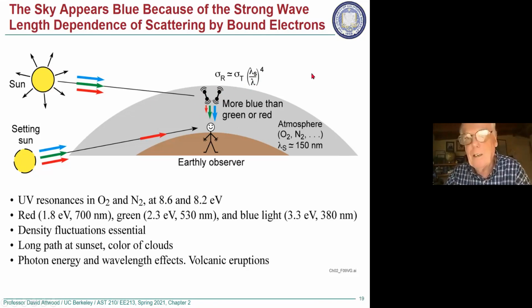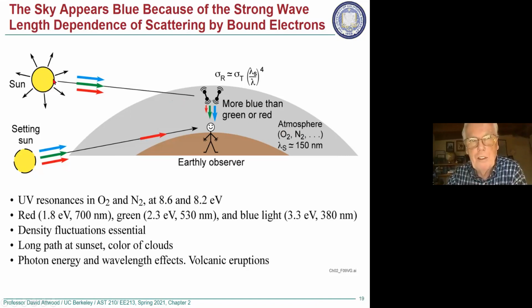They're sending the light all over the place, but you happen to be down here and you get your share of it, and you just see more blue than you do of green and red. The green and red are there, but they're less by this factor. So that's all due to the bound electron being at, and the incoming radiation being in the visible, which is a frequency well below the ultraviolet resonances.